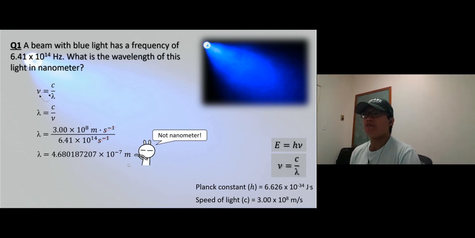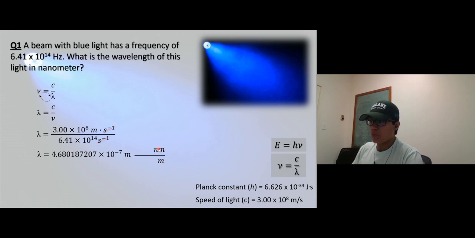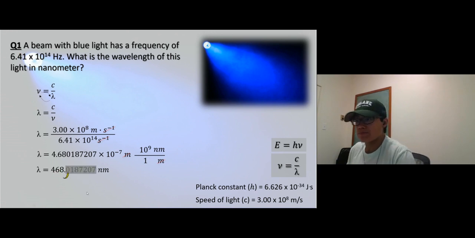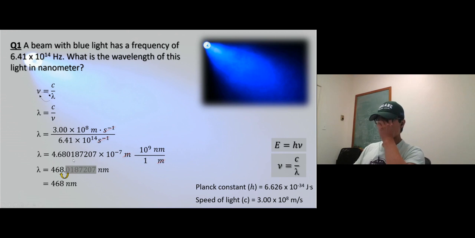No. The question asks for nanometers, which is a popular unit of wavelength. So convert that. We have meter, so we put meter at the bottom and nanometer at the top. 1 meter is 10 to the 9th nanometers. So meters cancel out. Do the math right there, and you get that number. 3 sig figs: 4, 6, and 8. Round it, and you get the answer.